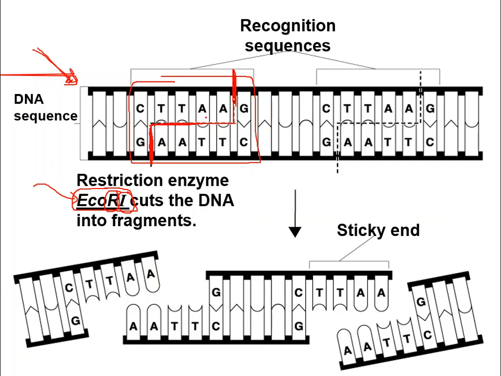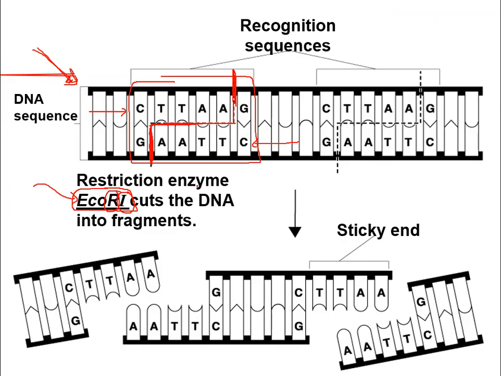And if you notice, the sequence is a palindrome. It's the same forward on one side as it is backward on the other. I guess it's not a true palindrome in the sense of the word, but if you go CTTAAG from left to right on the top strand, you'll go CTTAAG from right to left on this bottom strand. So palindrome is the wrong word. They're opposites of each other, and they're always going to be that way.